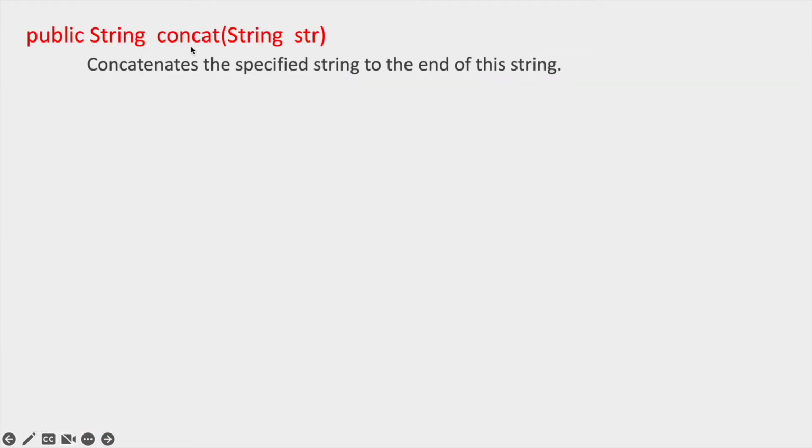Next method is the concat method. This is a most commonly used method. The concat method is used to join two strings. Whenever you use the concat method, it concatenates the specified string to the end of this string. Whatever argument we give, that argument string will be added at the end of the respective string.